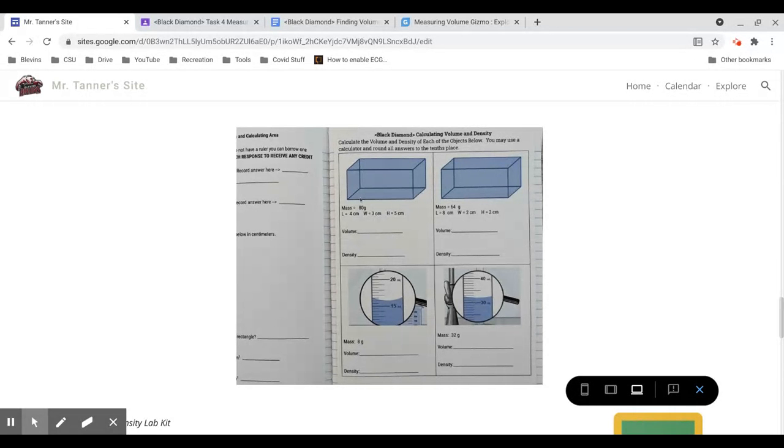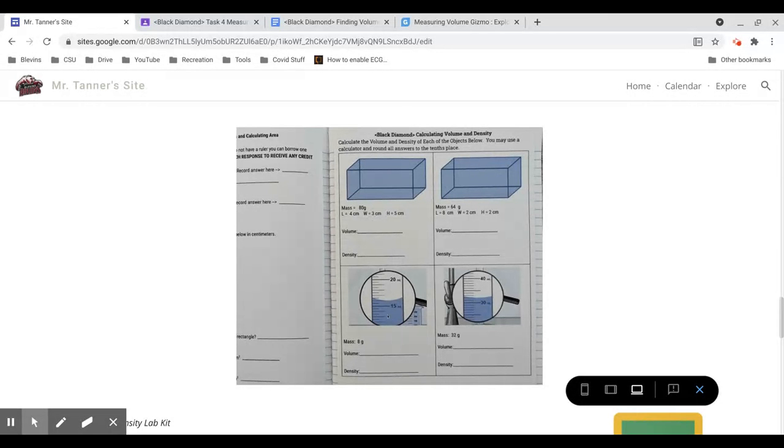But the volume is a calculation: length times width times height for the two rectangular prisms. Density is mass divided by volume. So you'll take the mass, which in this case is 80 grams, and you'll divide that by the volume to get your density. Same over here.